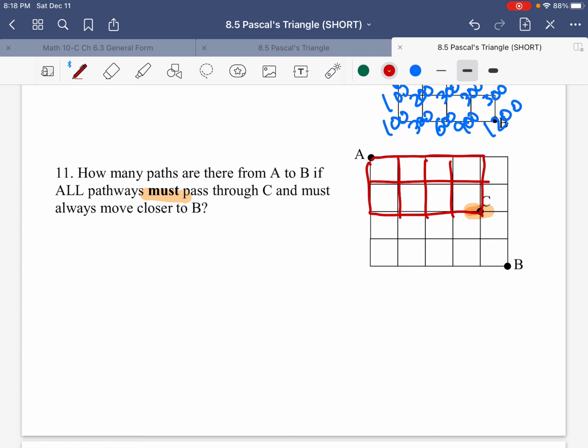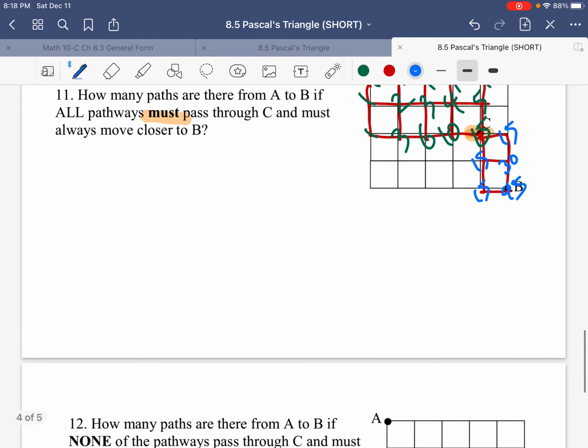So, in the wording, we actually have this grid here and this grid here. Everything else is put in just to confuse you. If you have to pass through C, and I forget the wording, move closer to B, always to the right or down or whatever. 1, 1, 1. 1, 2, 1. 1 and 2 is 3, 3, 1, 6, 4, 1, 10, 5, 15 ways to get to point C. Once you're at point C, 15 and 15, this is 30 and 15, this should be 45.